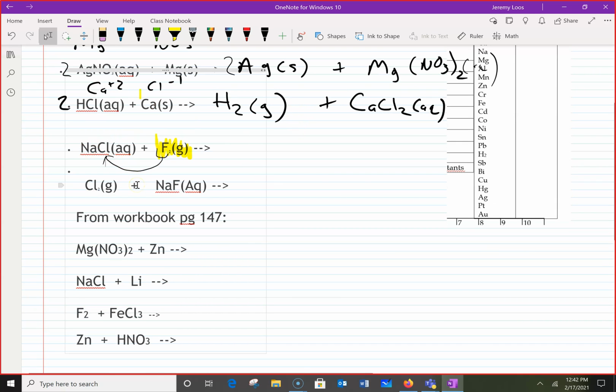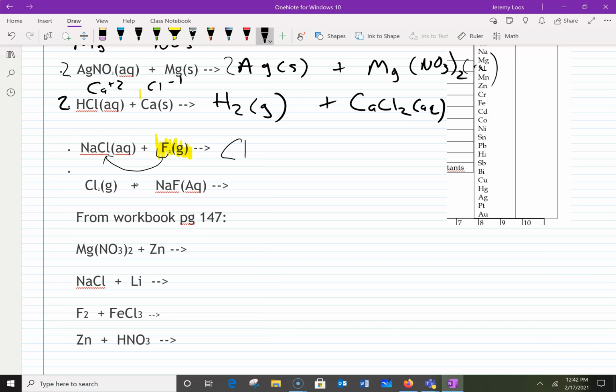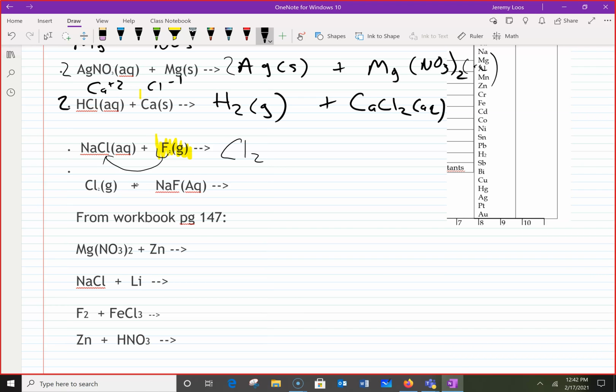So remember, the overall pattern again is still the same. The chlorine is getting replaced. So the chlorine is the thing that goes off in its elemental form, which is a gas, and it is also diatomic. So as always, we need to write the formula for each substance involved correctly.